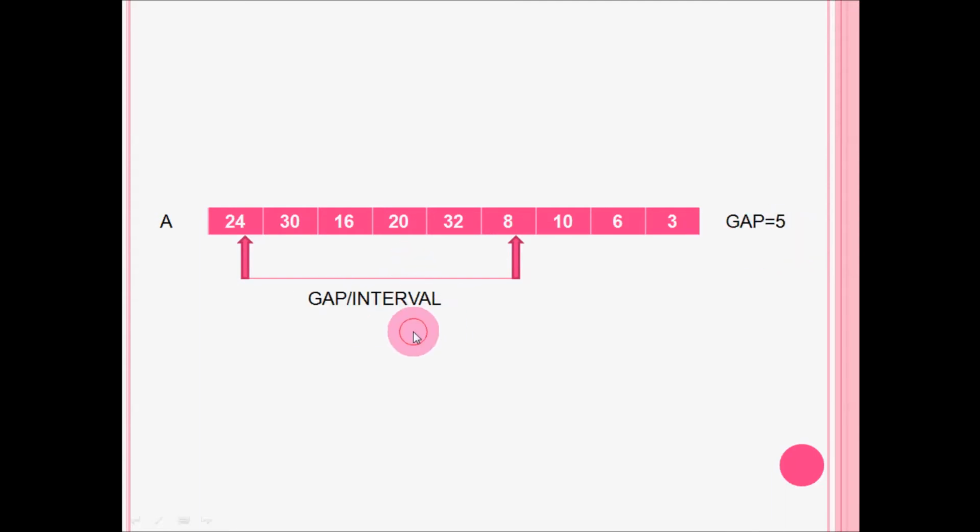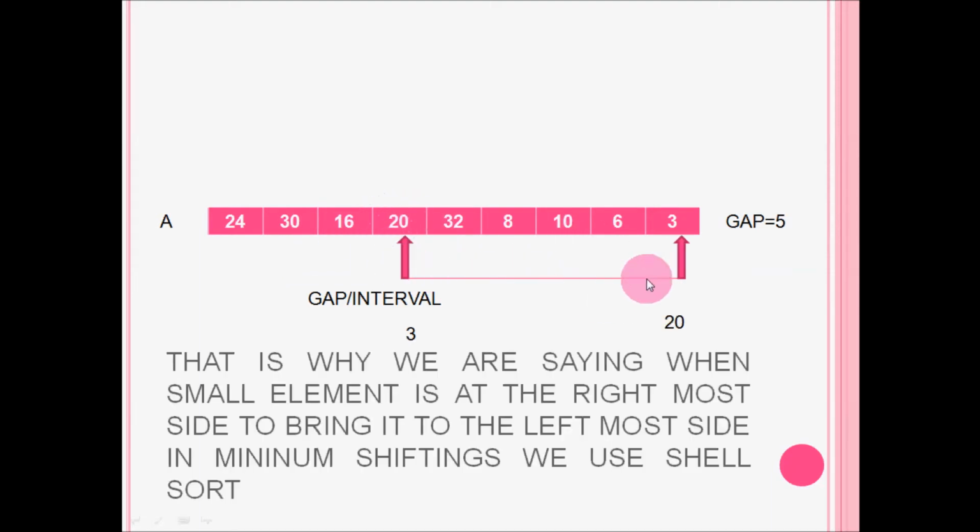Gap or interval. How do we perform this swapping using a gap of 5? First we compare these two elements. This is greater, so they get swapped. So 8 is here and 24 goes here. After that we compare this 30 with 10, at a gap of 5. Swapping is needed. Then we compare 16 with 6. Then we compare this 20 with 3. So likewise we keep comparing.